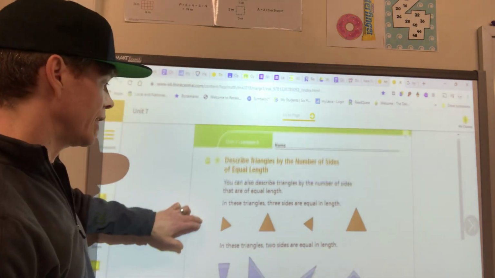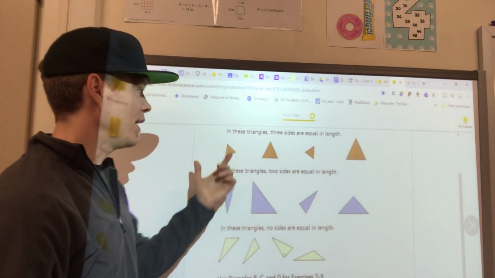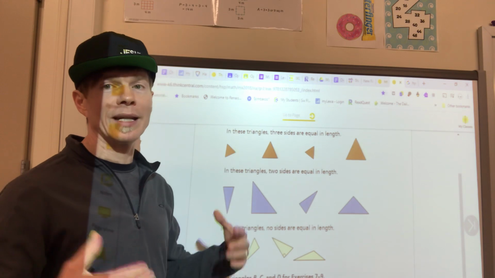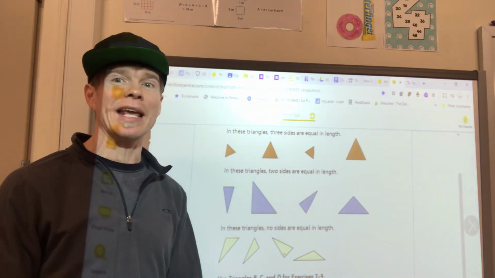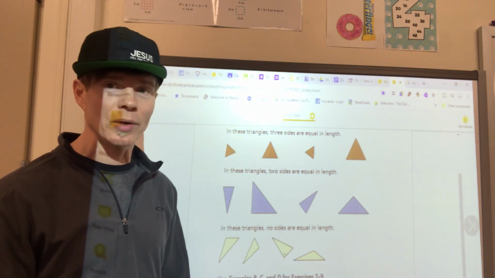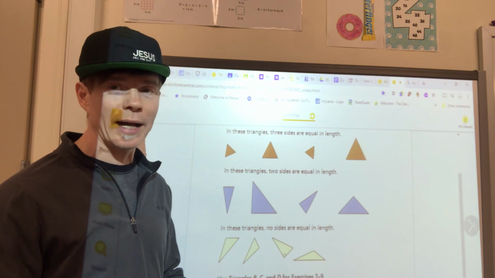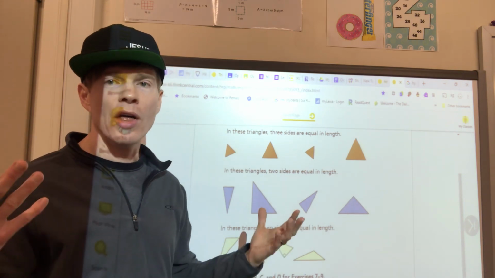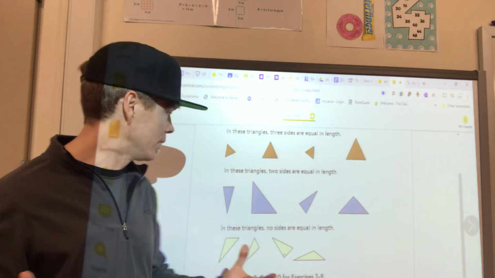You can also take a look at the different sides that they have. If they're all equal in length, they're called equilateral. Notice the name, equal, equilateral. You can hear the word equal in equilateral. So if you hear equilateral, you think they're all exactly the same length.